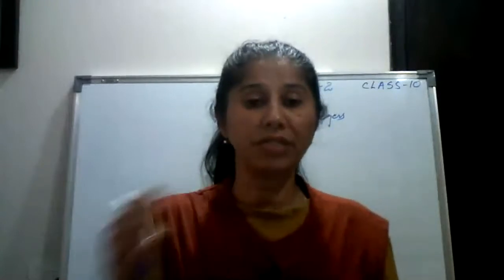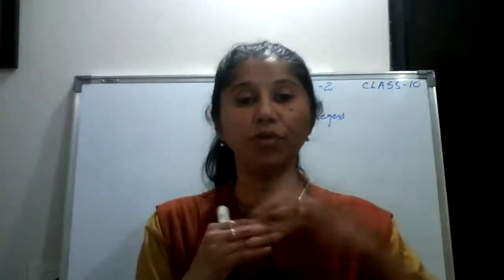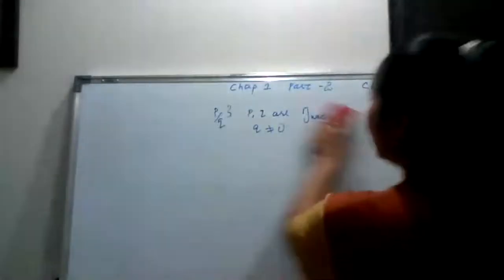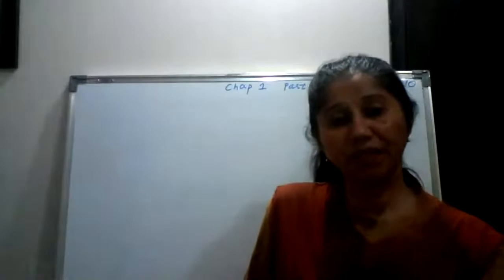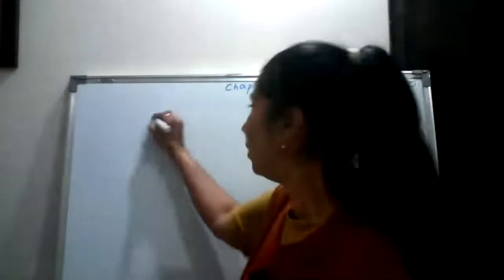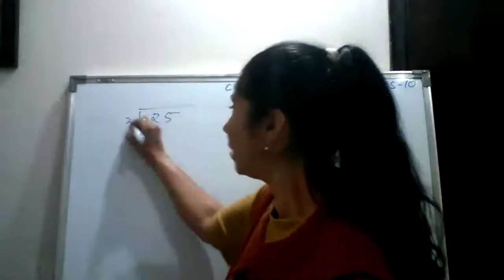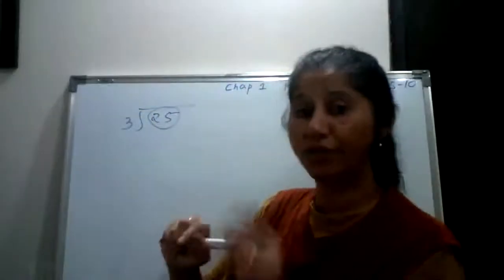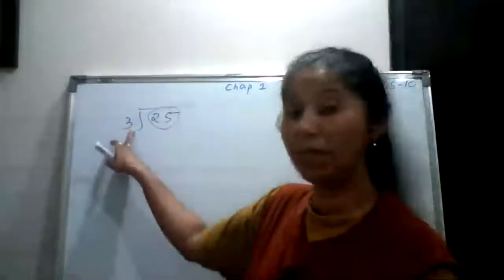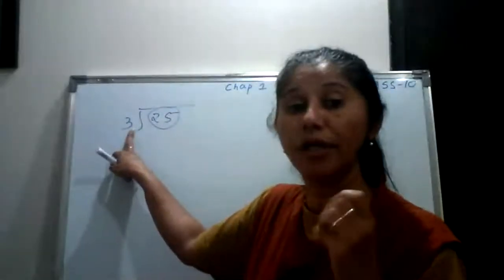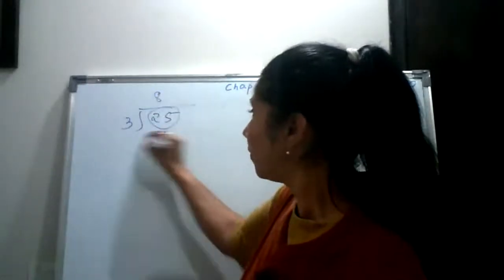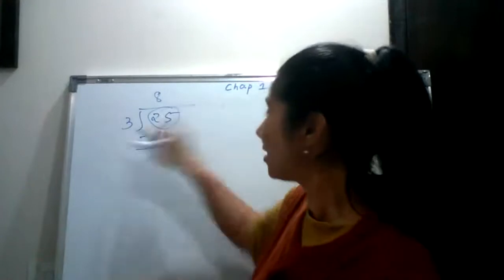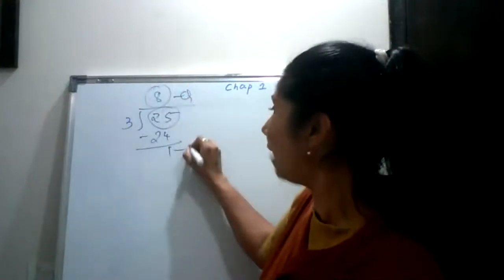So here we are going to discuss real numbers, but before that, we go with our basic concept and connect it with one of the concepts. In your lower classes, you learned about division of numbers. When you divide a number, say 25 divided by 3, the number which you are dividing is called the dividend. The number by which you divide, we call the divisor. When you do this division, this number you call the quotient, and the remainder.